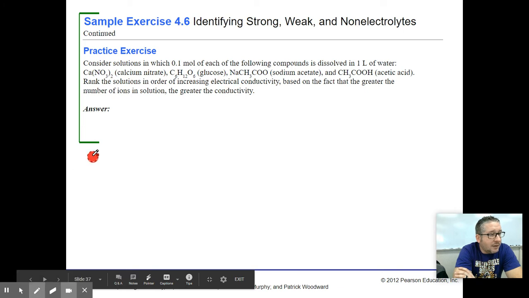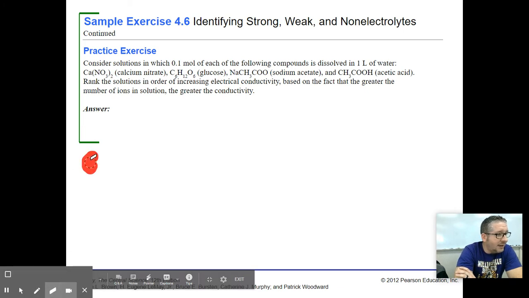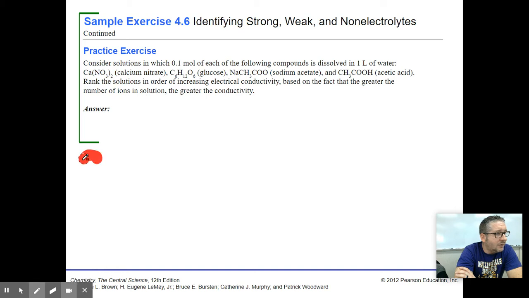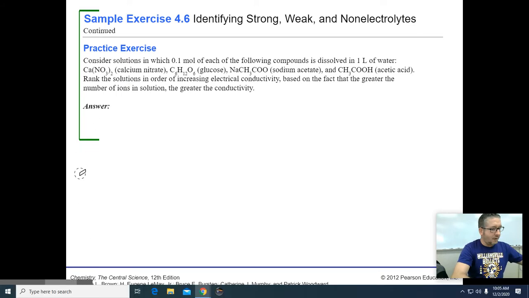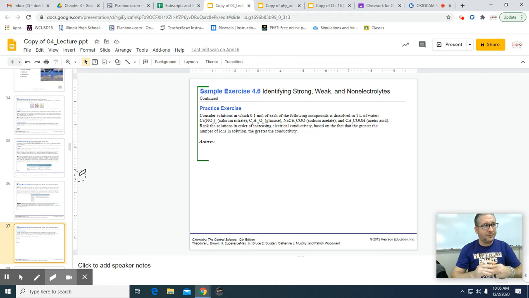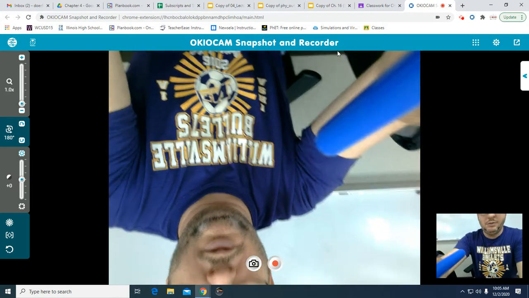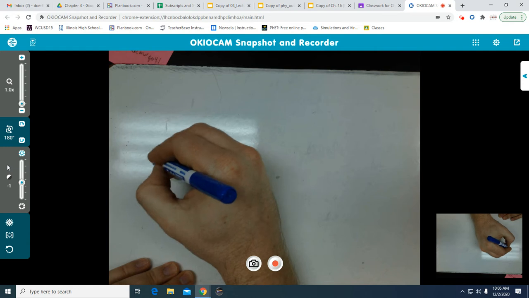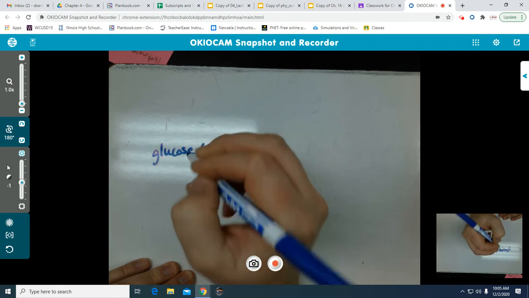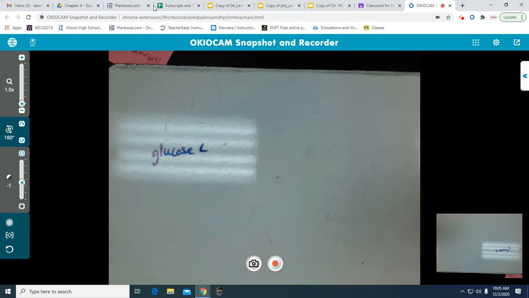So I'm just going to write this smaller. I can't even write it on there. So what I'm going to do is rank them this way. We've got glucose as our weakest one. Again, alligator mouth pointing away from it.